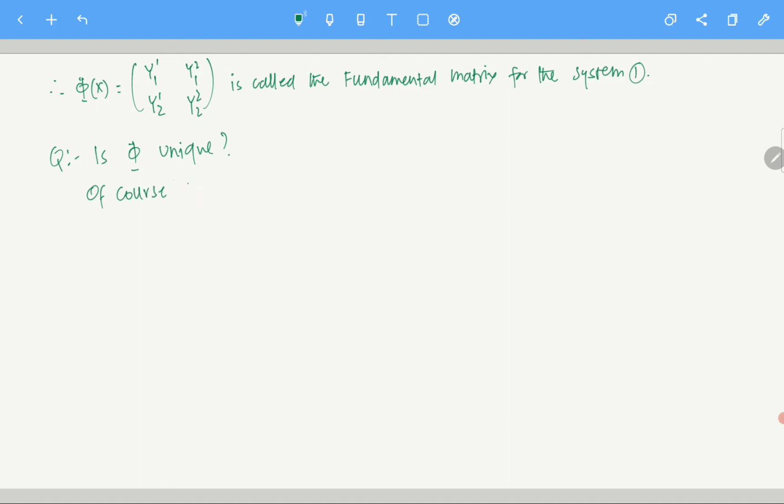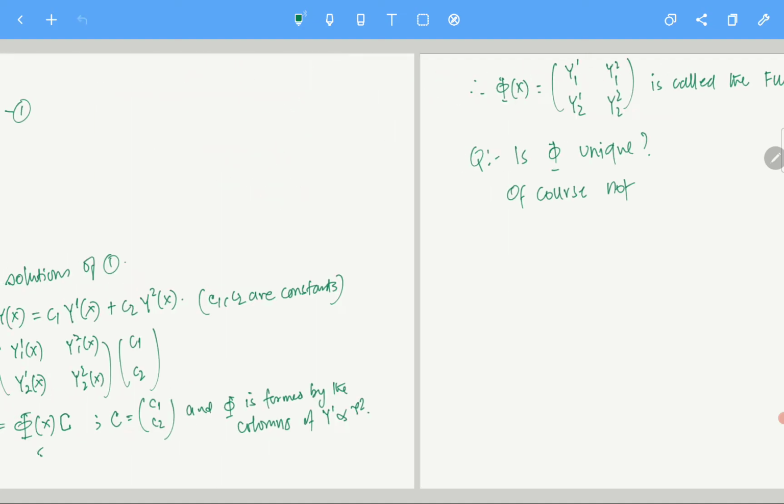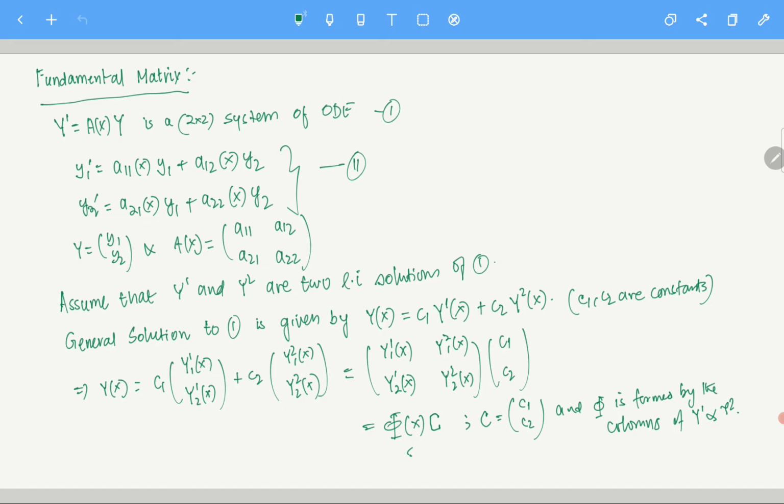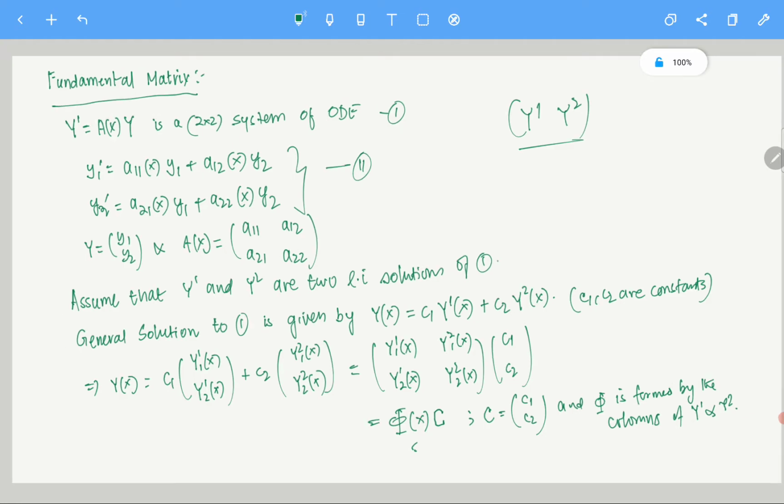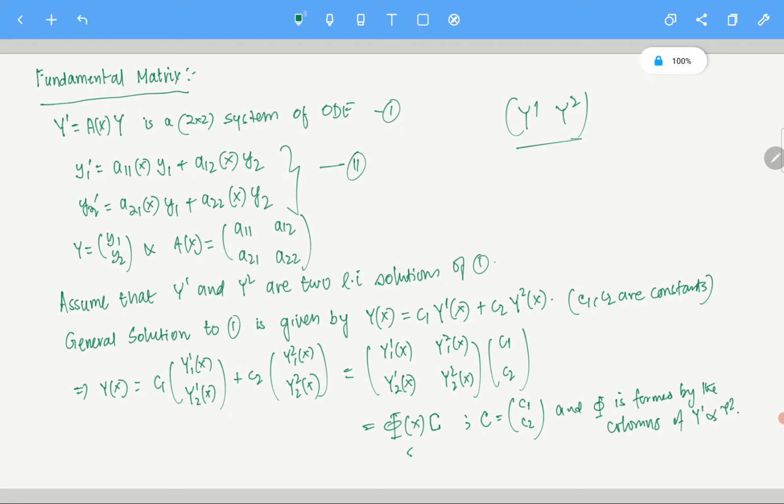Of course not. Given an equation like this, let's say I start with y1 and y2 as linearly independent solutions. So y1 and y2, this is a tuple of linearly independent solutions, right?